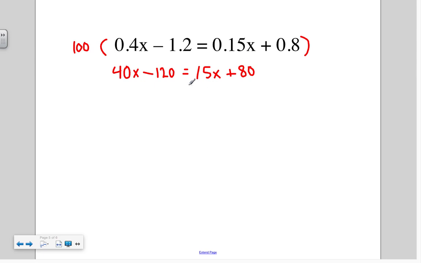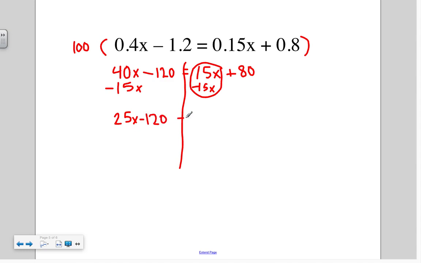All right, so getting x alone on one side, I'm going to draw my line, and I'm going to subtract 15x from both sides. And I get 25x minus 120 equals 80. I'm going to add 120. And get 200.